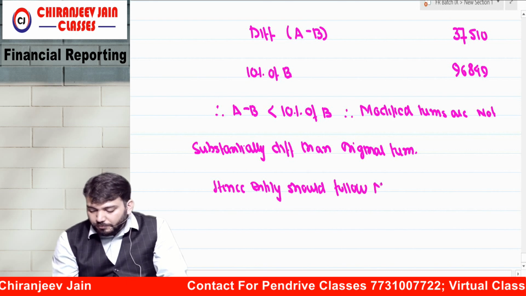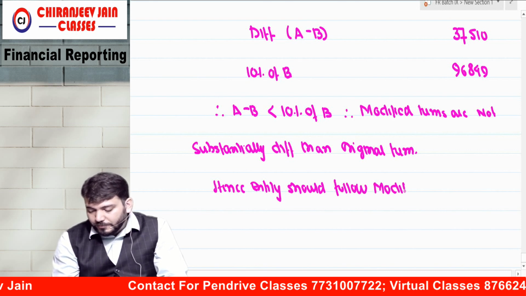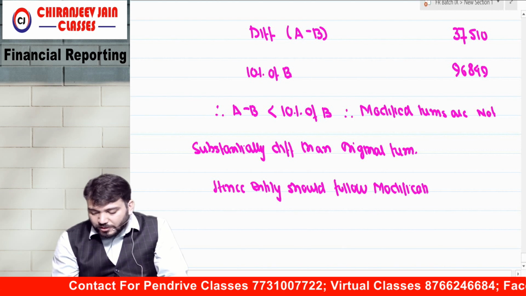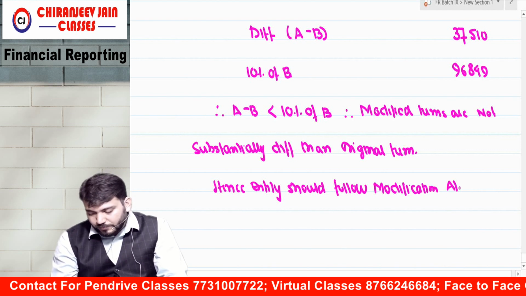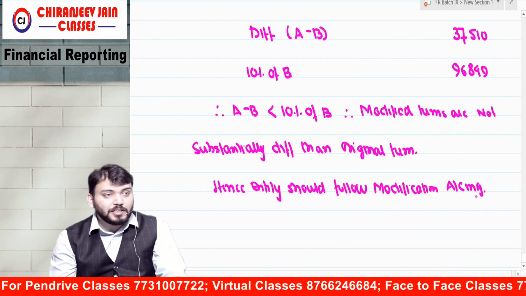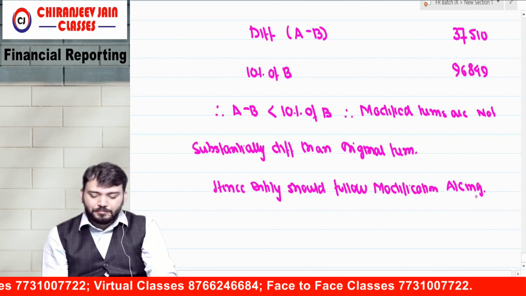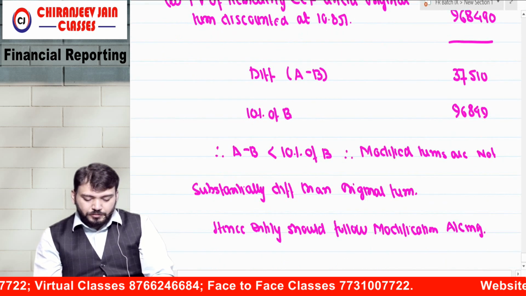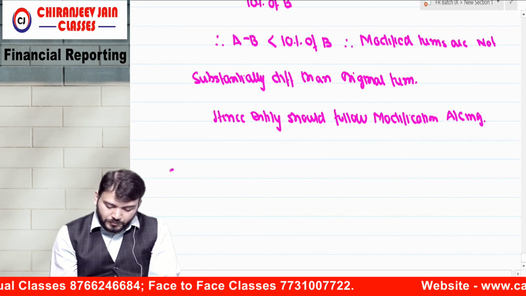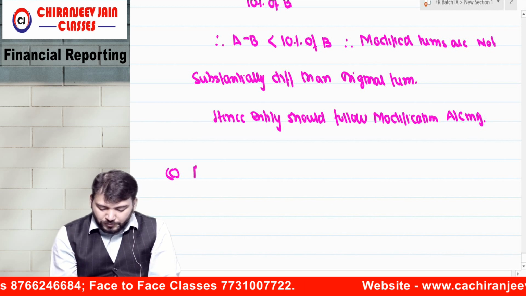Modification accounting. In the exam, if the question is silent, give both: approach 1 and approach 2. However, the question will be silent only. Okay? Understood? Now, in this question, we are following approach 2.